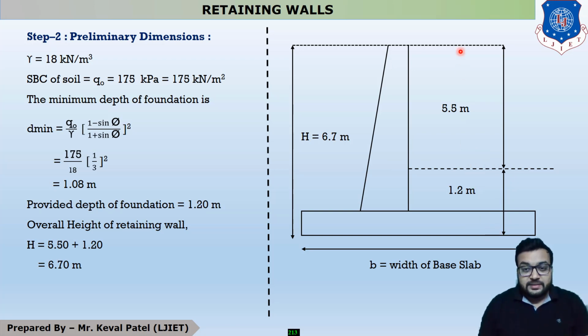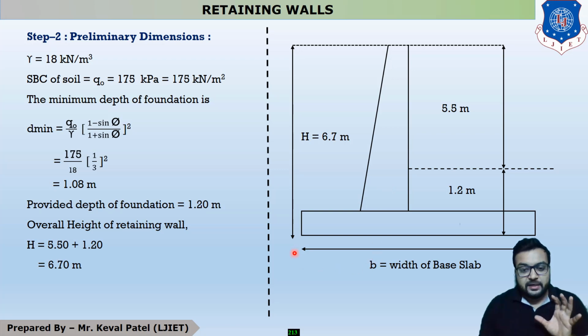So what is the total height of retaining wall? So your total height of retaining wall is 5.5 meter plus 1.2 meter, which is 6.7 meter. So your overall height of retaining wall is denoted by capital H, which is 6.7 meter. So this is your first calculation in step number 2.